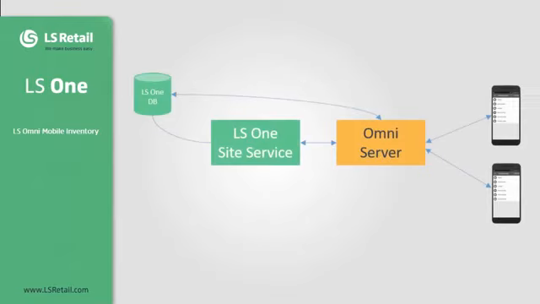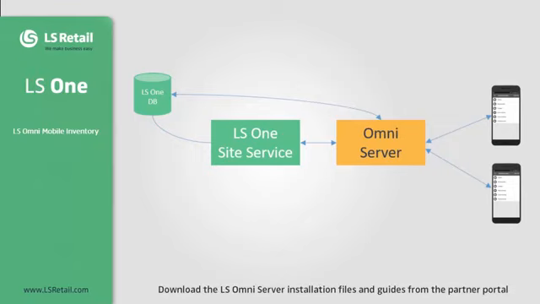The LS Omni server is a WCF web service installed on an IIS server. The Omni server takes care of calling LS1 for inventory calculations and handles the replication between LS1 and the local data stored on the mobile device. For further information about how to install the Omni server, please refer to the installation guide.